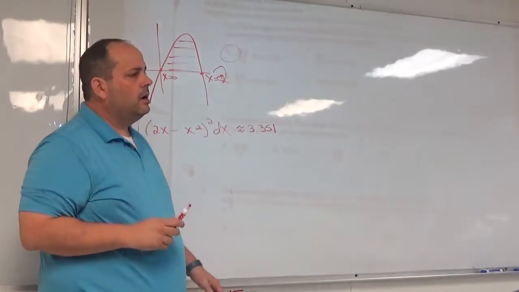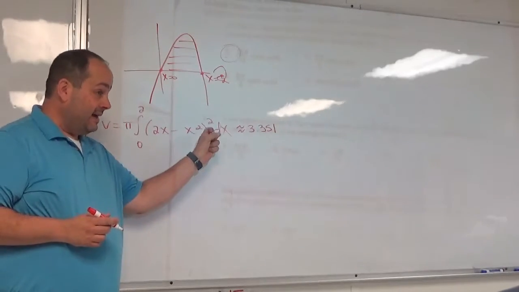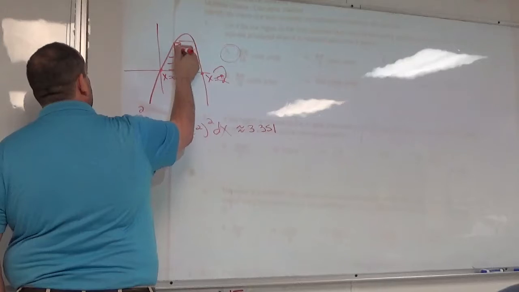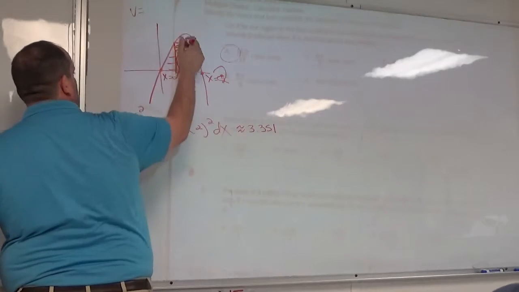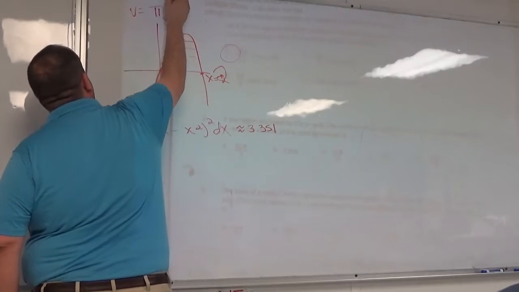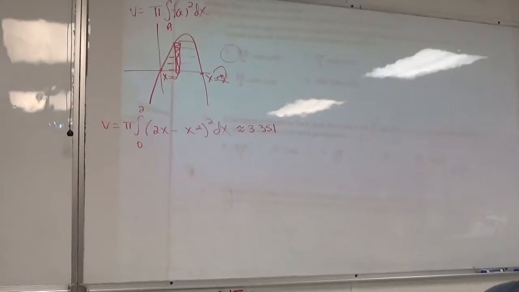Jeanette? We didn't square the equation. Okay, and you know you have to, right? When you look at those slices, those are going to be cylinders when you spin them, so it should be pi times the integral from A to B of your function squared, and you integrate with respect to x.